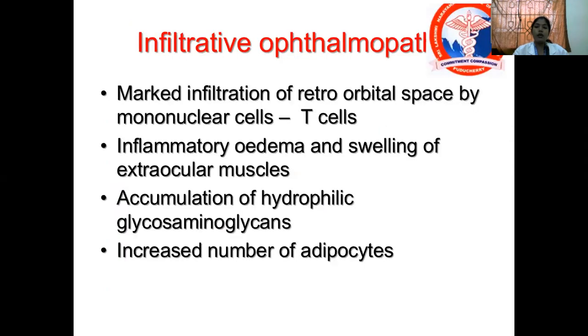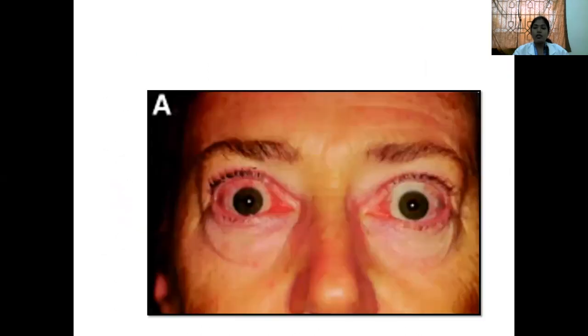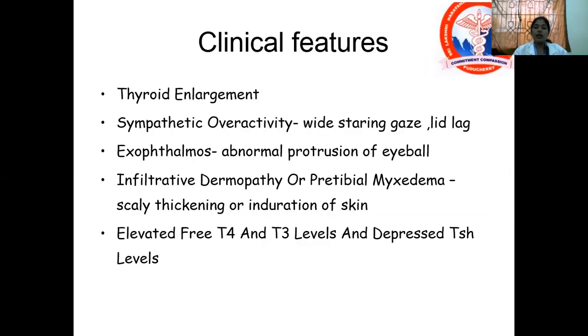Coming to infiltrative ophthalmopathy. This is mainly because of marked infiltration of the retroorbital space by mononuclear T cells. There is inflammatory edema and swelling of the extraocular muscles. This is mainly because of accumulation of hydrophilic glycosaminoglycans and an increased number of adipocytes. So this is a picture showing a patient with Graves' disease having infiltrative ophthalmopathy. The patient is having exophthalmos, lid lag, etc.